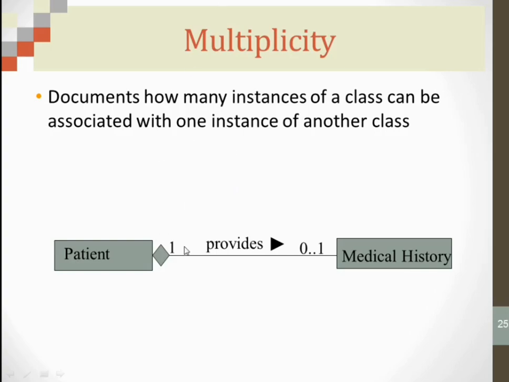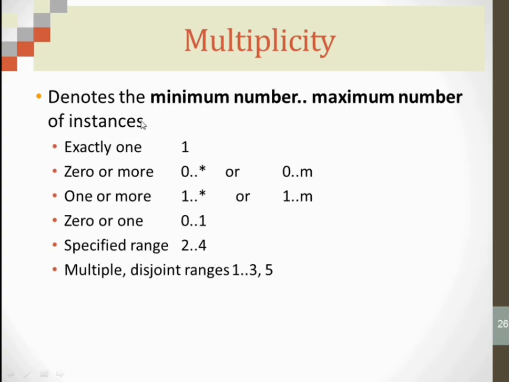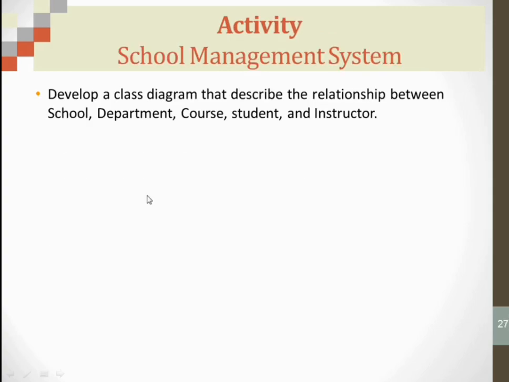The multiplicity is how many instances of this class are linked with this class. As you see here, it's one to many. We have many types of multiplicity. It can be, for example, one to one, exactly one, or zero to many, and zero. So here is how the classes are connected with each other.